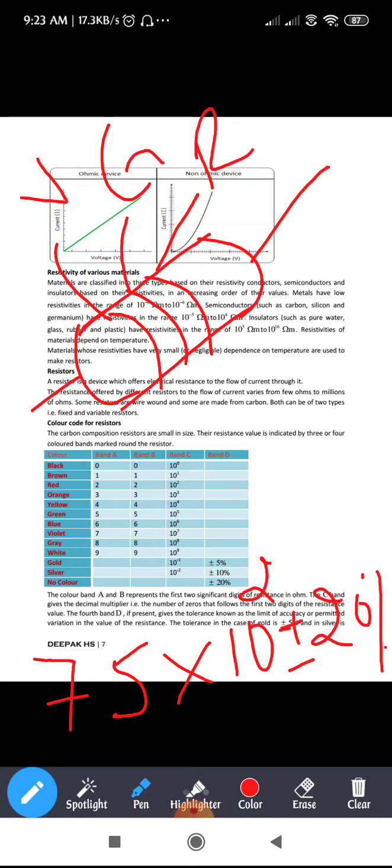If the fourth band is present, it will be only two colors. Either gold or silver. If gold is there, the tolerance value comes out to be plus or minus 5%. If it is silver, it will be plus or minus 10%. If no gold, no silver, then you need to write the tolerance as 20%. So the value of the given resistor comes out to be 75 into 10 power 2 plus or minus 20%. This is how we calculate the value of a given resistor, which is very, very important in the 1 mark questions section.